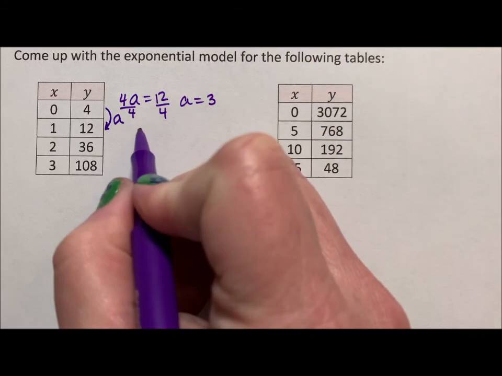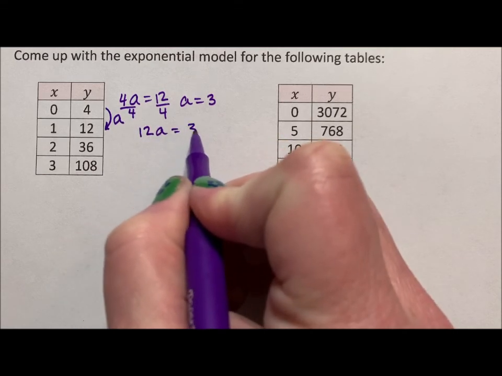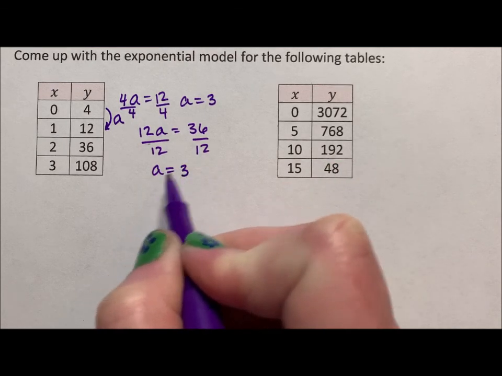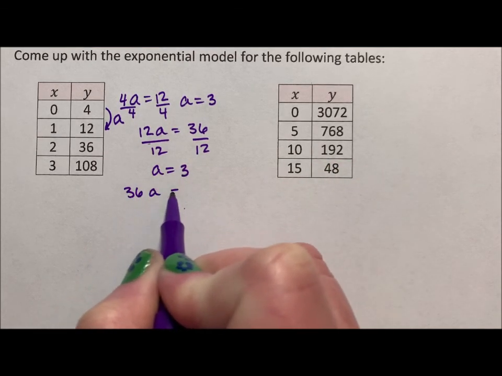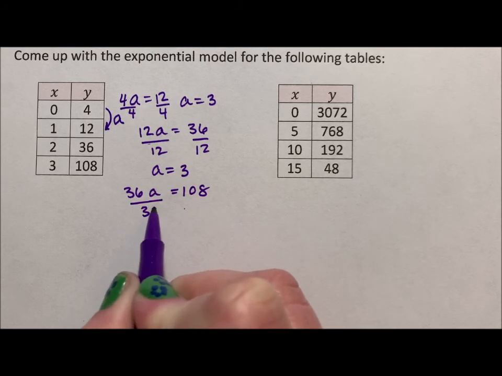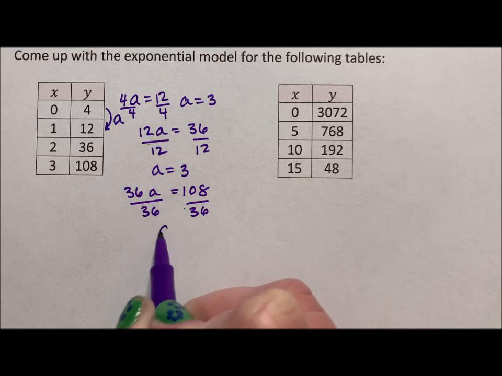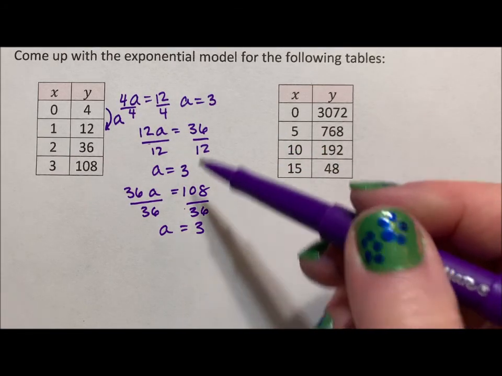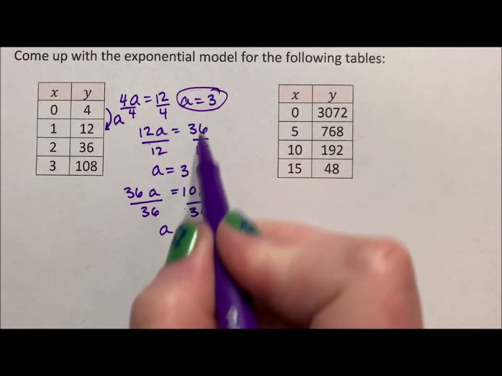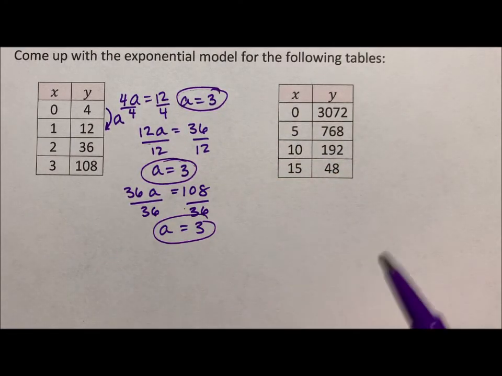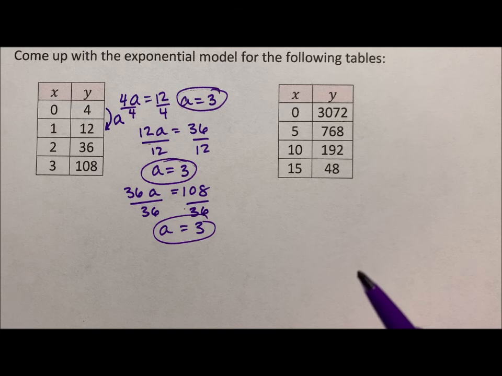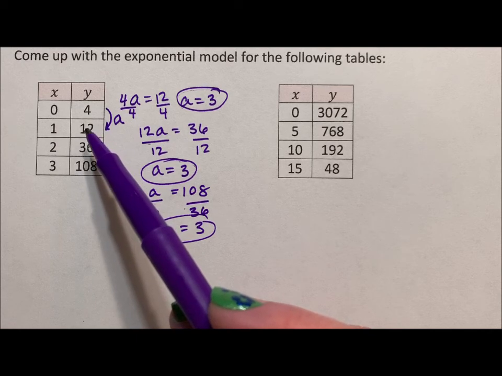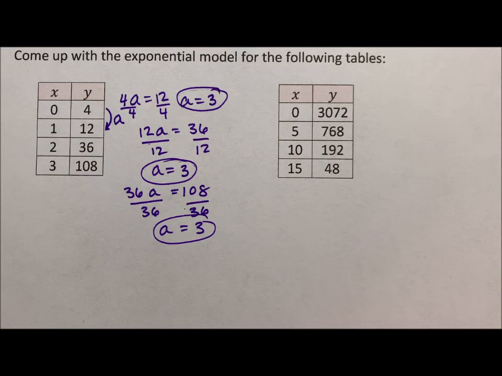Now we could continue this. We can say 12a equals 36, divide by 12, find out that a is equal to 3. 36a equals 108, divide by 36, and a is equal to 3. And we do want to check to make sure that it's consistent throughout our whole table, that we have a constant multiplier. Because if we don't, then we have to figure out what type of model we have. If we just figure out one multiplier, then it's not necessarily an exponential model.